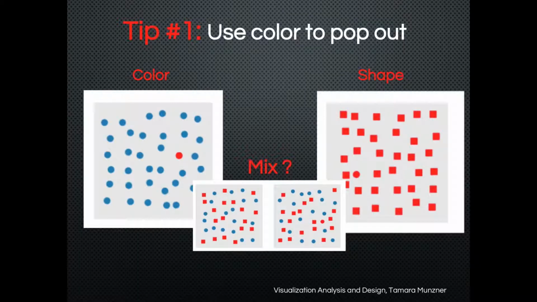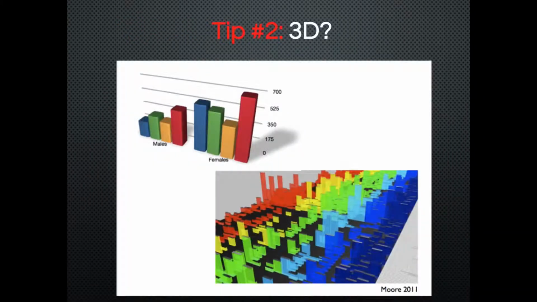So how? First, tip number 1, use color to pop up. Color is more effective than shape when you want to draw people's attention. However, if you want to mix them together, sometimes it's not that good because people's eyes can tell the difference. So tip number 2, 3D figures.